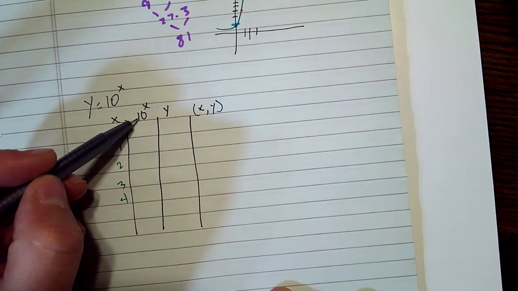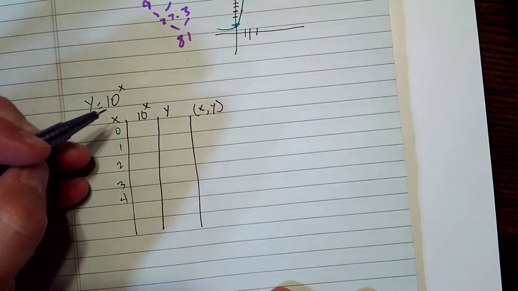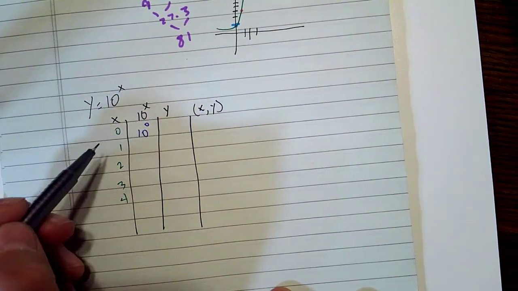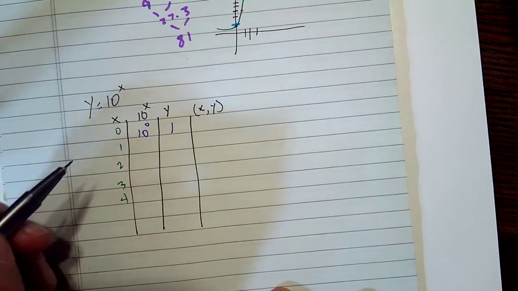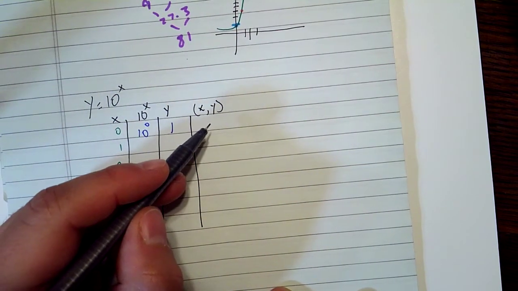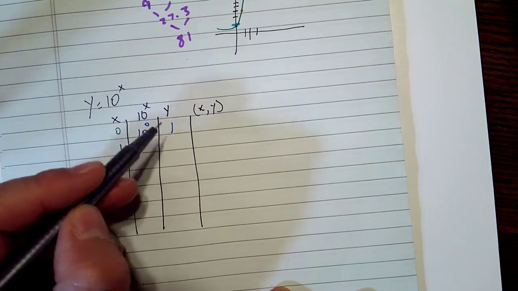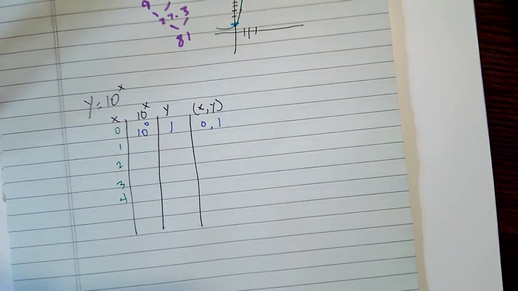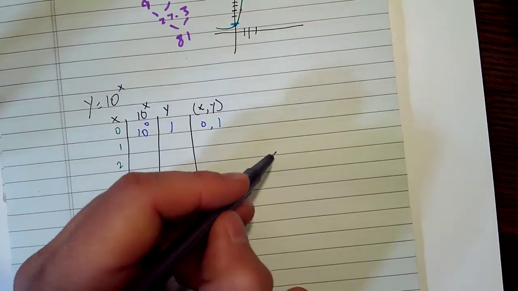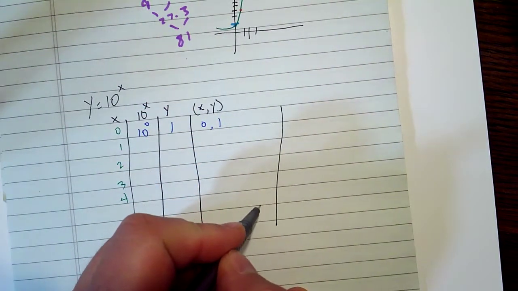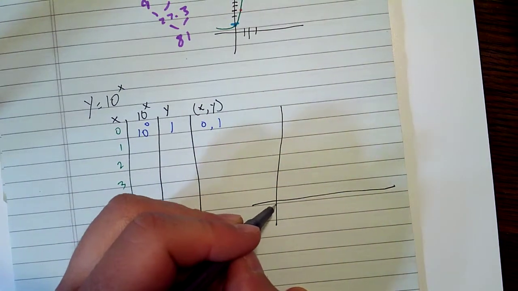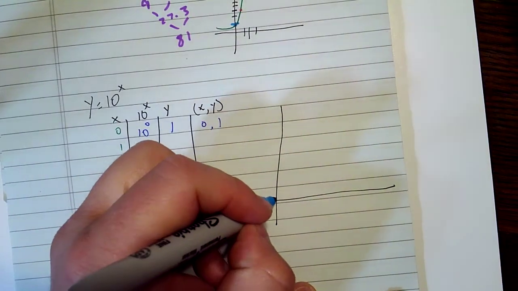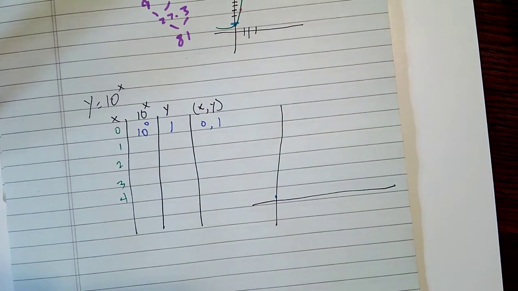Now all these are going to have 10 to some number. That number is this guy. So this is going to be 10 to the 0. What is any number to the 0? Any number to the 0 is always 1. So my coordinate point is going to be 0, 1. You know what? We're just going to graph all of this all at once. Our first point is 0, 1, so we'll put a dot right here at 0, 1, down there at the bottom.